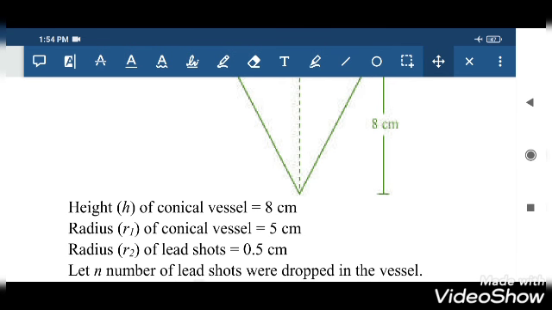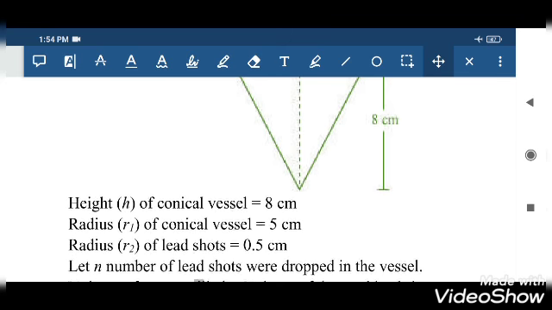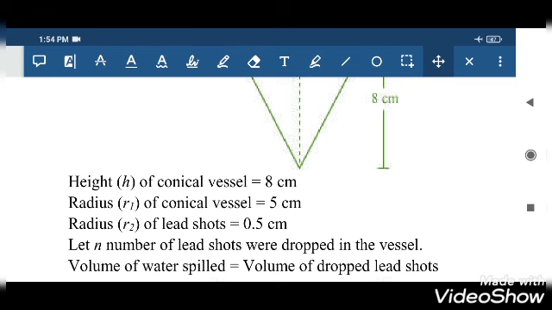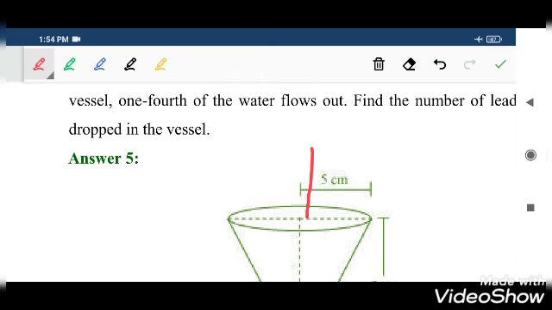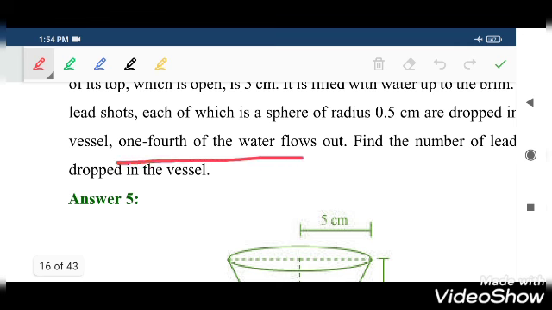So again I just recall the Archimedes principle. Archimedes principle is nothing but the volume of water dropped out is equal to the volume of the number of lead shots. So this is the concept by using Archimedes principle. So volume of water spilled is equal to volume of dropped lead shot. Volume of water spilled is nothing but 1/4 of the volume. So 1/4 of the water flows out. This is the volume.